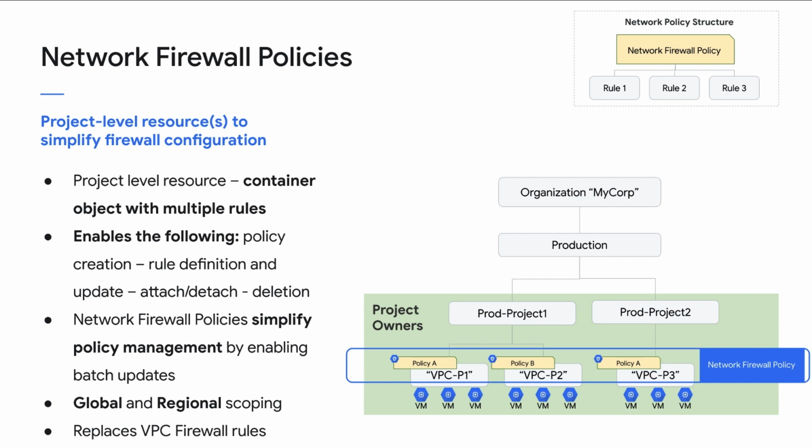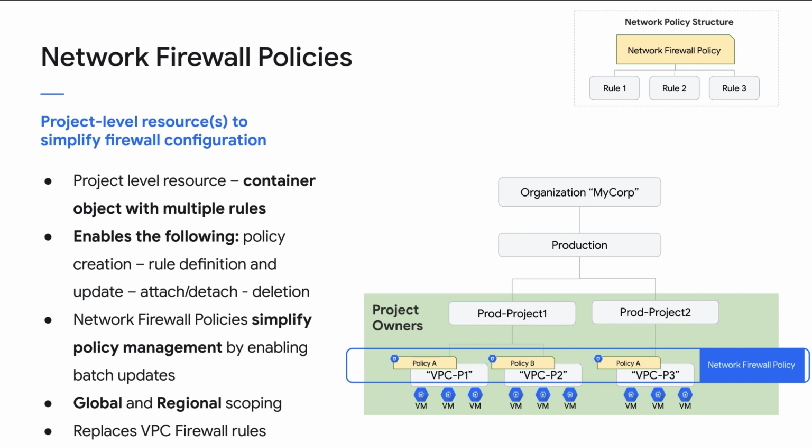stateful inspection firewall service. The same network firewall policy can be associated with more than one VPC network, and each VPC network can only have one global network firewall policy and one regional firewall policy per region associated with it. Both global network firewall policies and regional network firewall policies support tags. And last but not least, network firewall policies replace VPC firewall rules with equivalent and enhanced functionality.